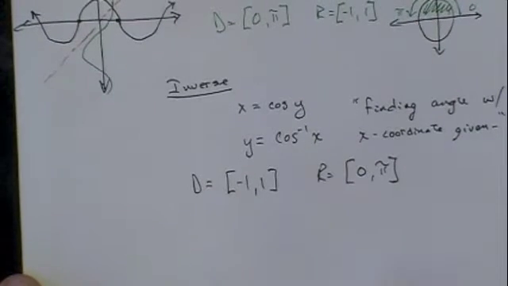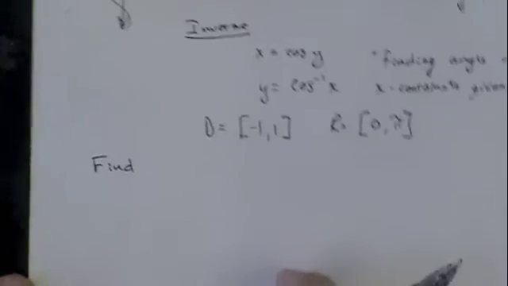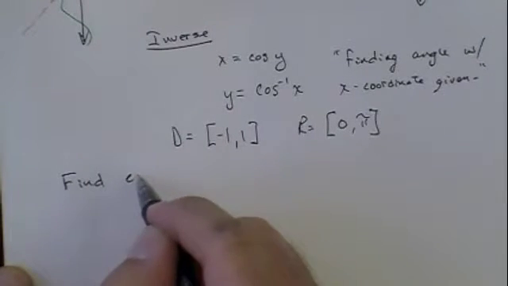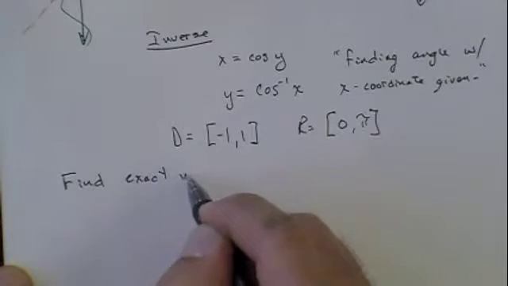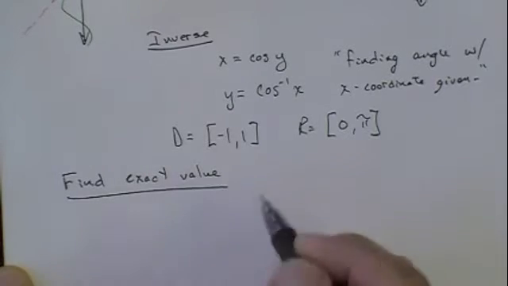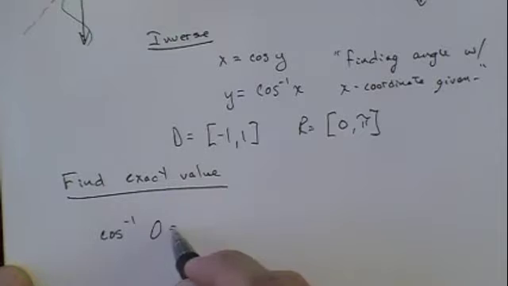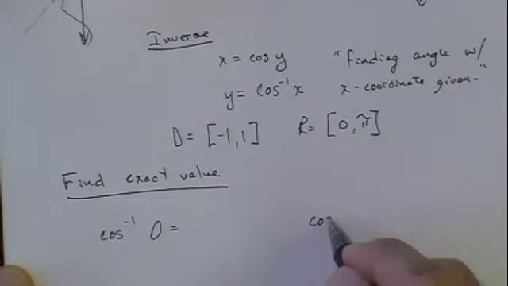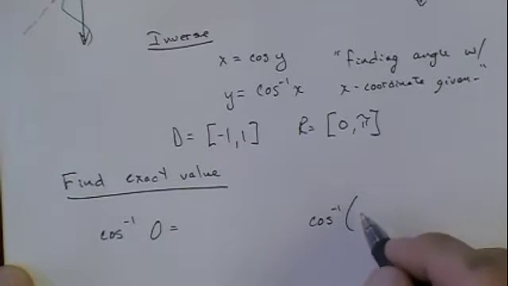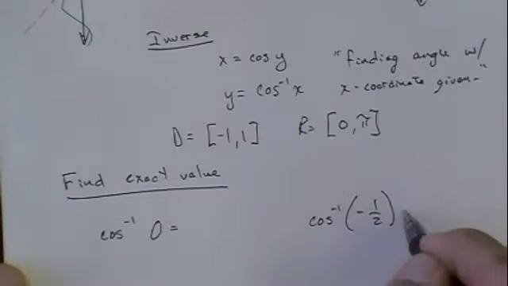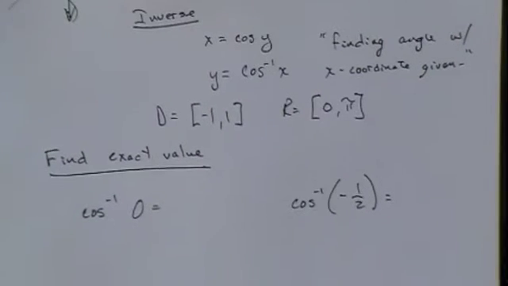So again, we want to find those exact values. So now let's see, what if we have the inverse cosine of 0, or the inverse cosine of negative 1/2? Where on your unit circle do we have 0 and negative 1/2? Pause the video, find those values.